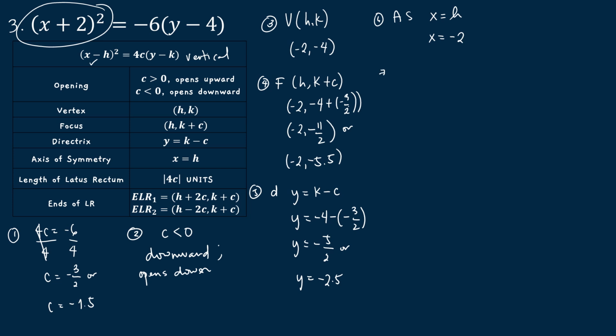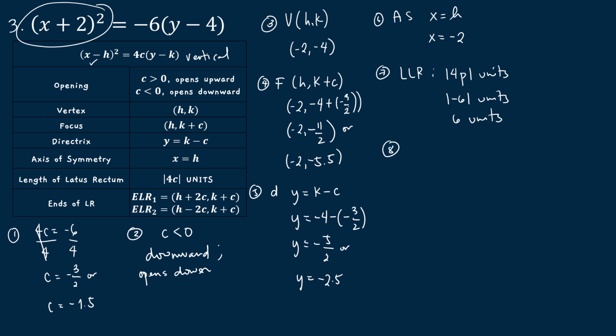For number 7, we have to get the absolute value of our 4p. Okay? So LLR is the absolute value of 4p units. So your answer would be negative 6 absolute value. So the answer would be 6 units.